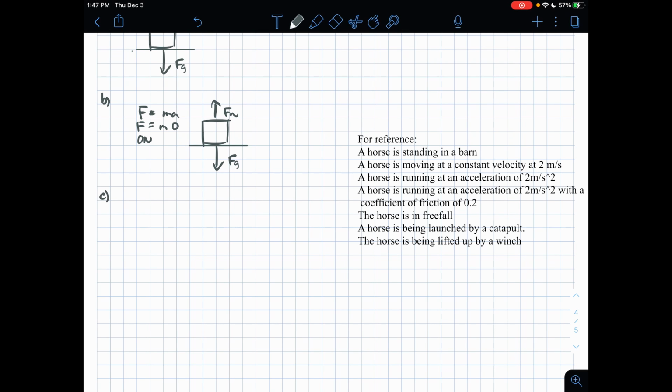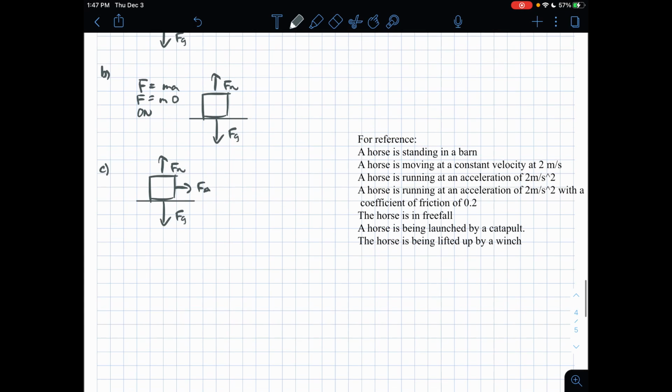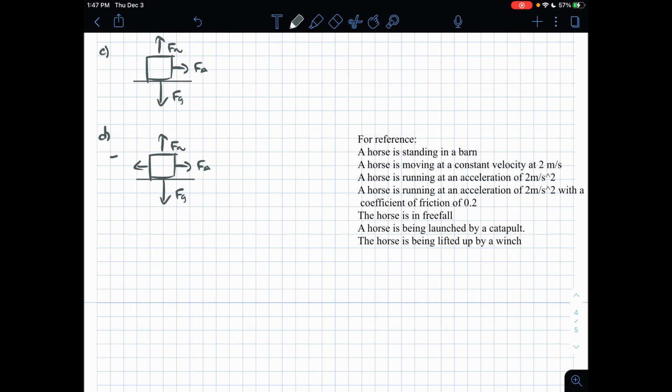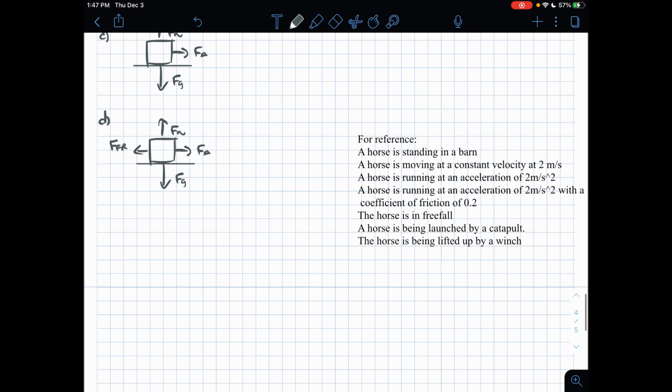Anyway, on to your third question. For the most part, it's the same as your previous question. But now we have an applied force. Simple as that. On to your fourth one, and now you have a resistive force. So resistive force, as we know, always opposes the applied force, so it goes to the left. And we denote this as FFR.